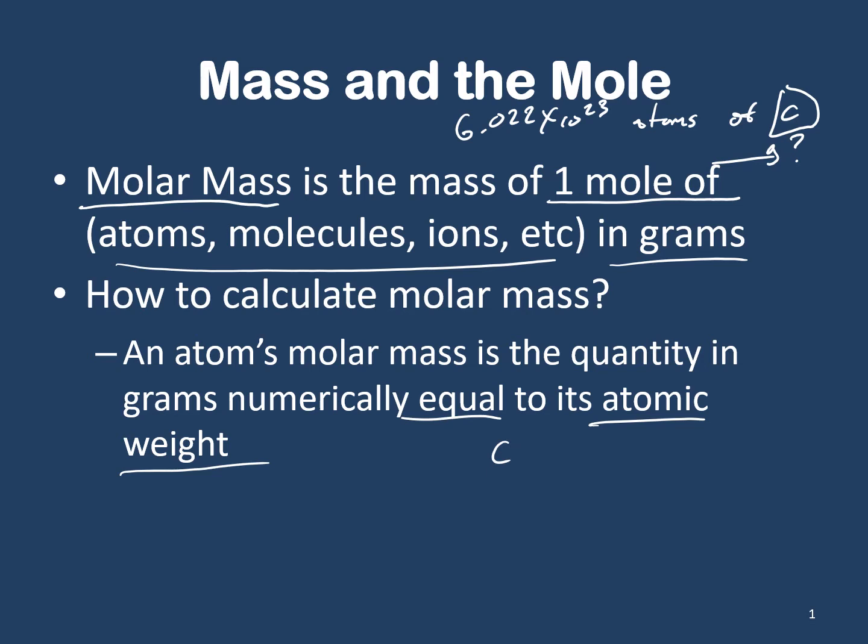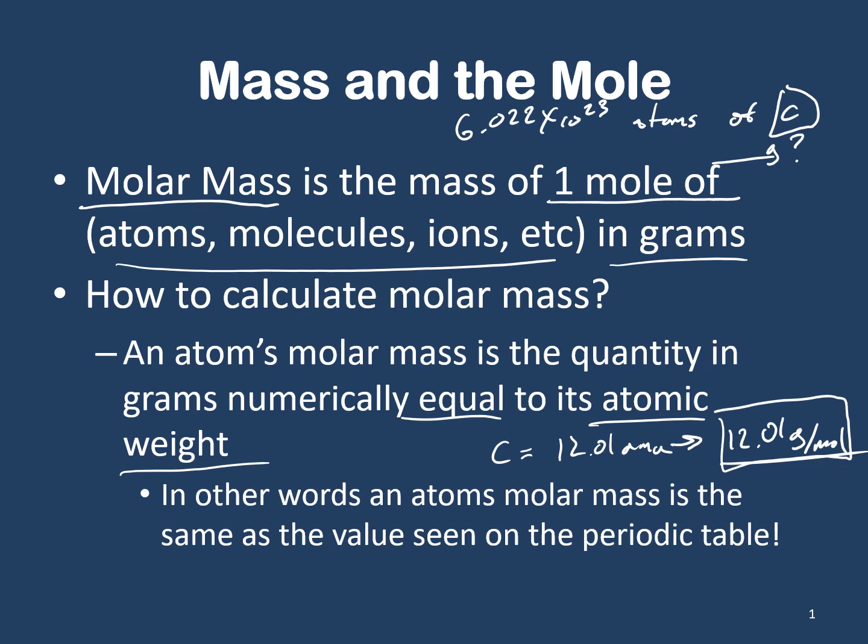So in other words, if we look at the periodic table, carbon's atomic weight is 12.01 AMU. We can say that this is 12.01 grams per mole, and this is my molar mass of carbon. So from now on, we probably won't be referencing the numbers in the periodic table as atomic mass anymore. We'll just call it molar mass because that is the one we use by far the most. What this means is that the molar mass is effectively the same value that we find in the periodic table square for each element.